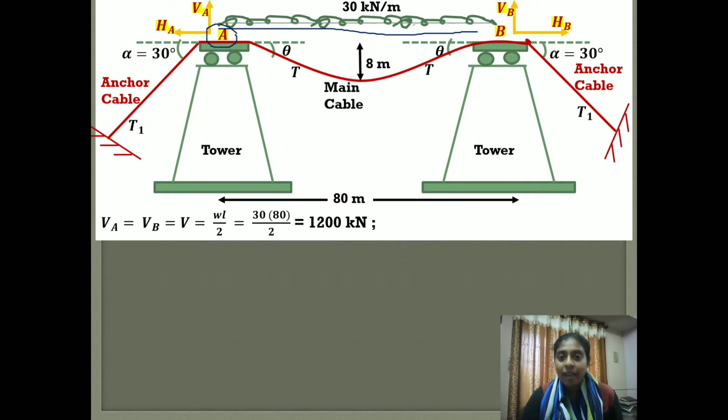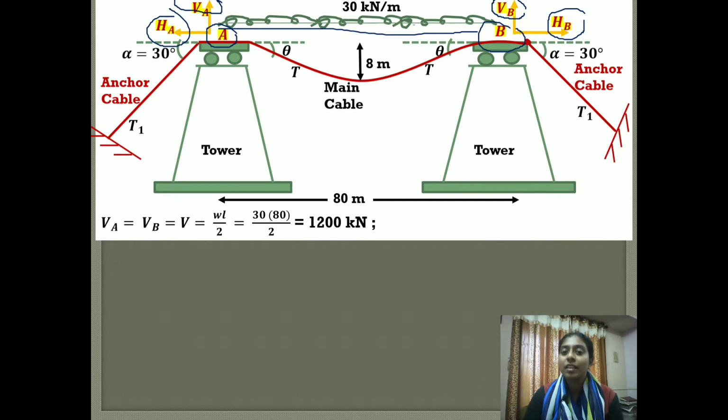and this support is taken as B. At the supports A and B we have vertical reaction and horizontal reaction, horizontal thrust. At B also we have vertical reaction and horizontal thrust. Now vertical reaction VA equal to VB because it is UDL over the entire span. So vertical reaction at A equals vertical reaction at B, the same. So we take it as V, that is equal to WL by 2.